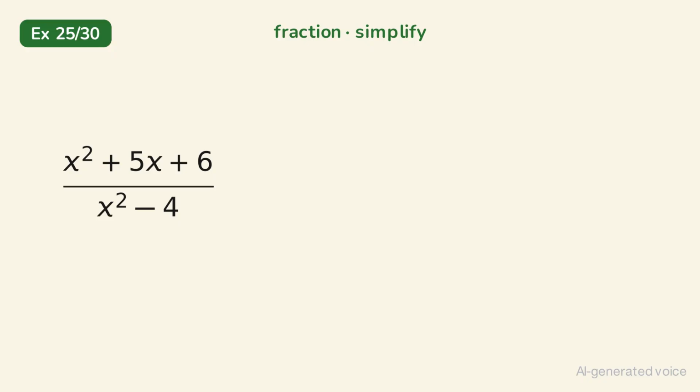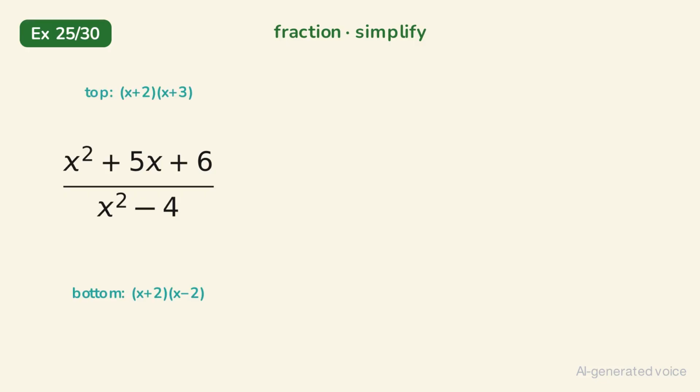We return to fractions, which we already know how to melt by factoring. Let's simplify. X squared plus 5x plus 6 over x squared minus 4. The trick is always the same, factor top and bottom, and cancel whatever repeats.